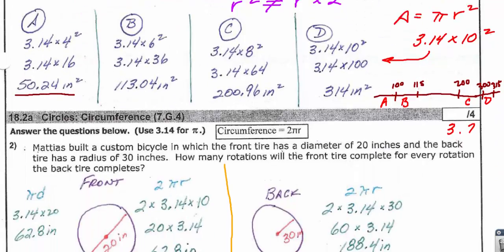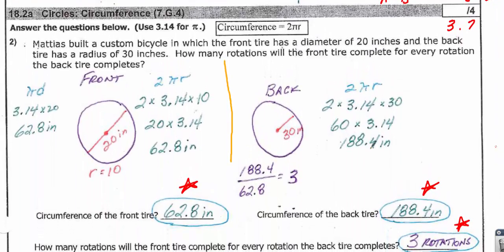All right, let's take a look at 18.2, circumference. So Matthias built a custom bicycle, and his bicycle has the front tire with a diameter of 20. So here's the front tire, diameter all the way across, all the way through the center, diameter of 20. And the back tire has a radius of 30.